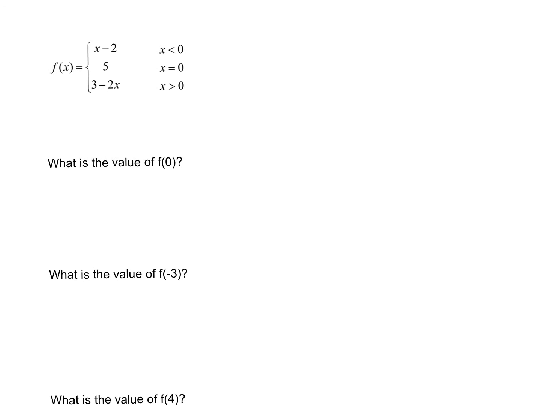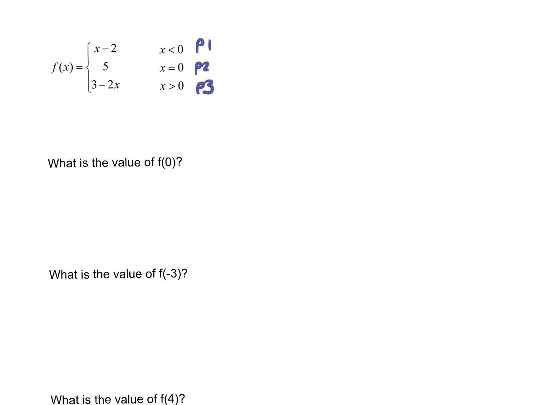Let's look at another example. So this is a piecewise function that has 3 pieces. So we have x minus 2 when x is less than 0. It's just 5 when x is equal to 0, and 3 minus 2x when x is greater than 0. So we'll call this piece 1, piece 2, and piece 3.